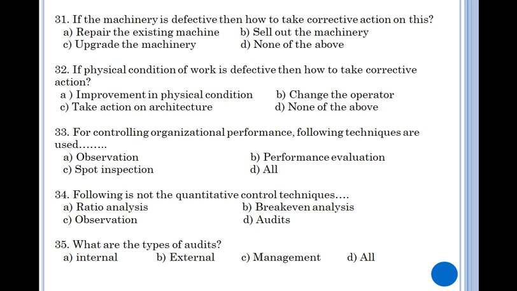Next, what are the types of audits? As we know, there is an internal audit, there is an external audit, there is a management audit. So option D, that is all of the above, is correct.